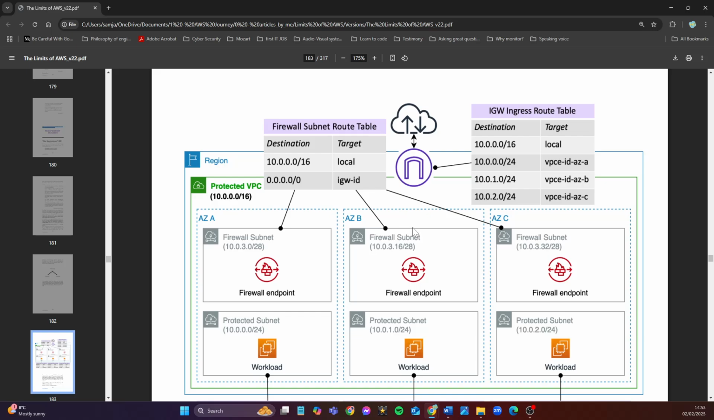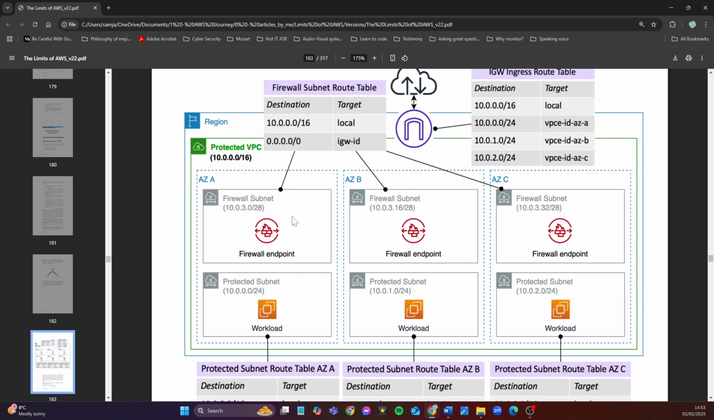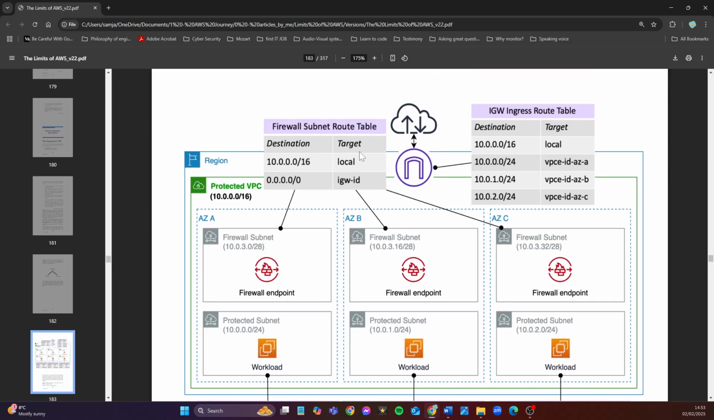So, this route table here at the top of the diagram on the left-hand side, not the route table on the right-hand side, the one on the left at the top of the diagram is the route table for the firewall subnets. And you'll see they have 0.0.0.0/0, but the target, the thing to aim for, is the Internet Gateway ID. Okay, that's a familiar idea. That's fine.